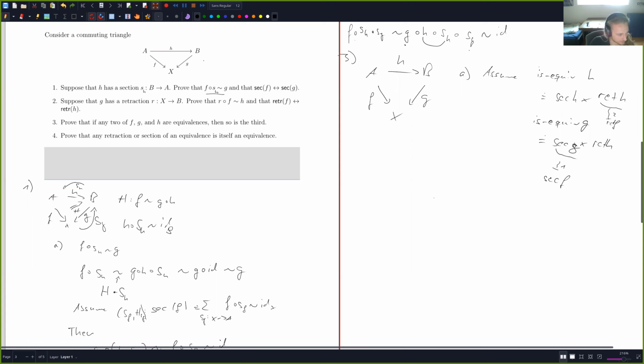Okay, in the other case, let's do B. Assume G is an equivalence, F is an equivalence, and H is an equivalence. Okay, from is equiv H, we get and prove is equiv G. From is equiv F, we get a section for G. So section for G, we got that.